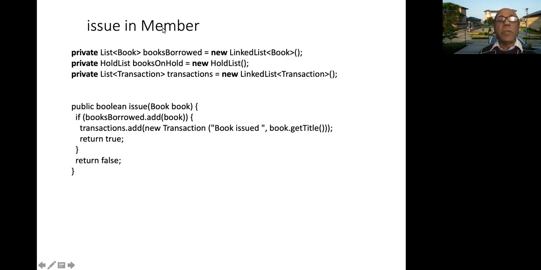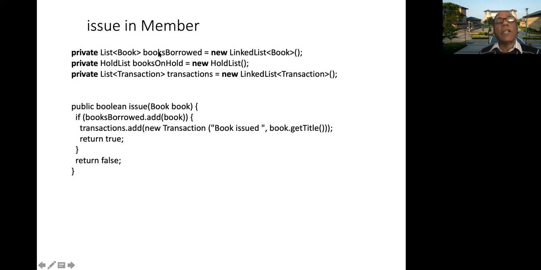And the member class has this list, books borrowed, which is a linked list. And when a book is issued, it is added to this list. And if that is successful, we add a new transaction. We create a transaction with the type of the transaction and the title of the book. Add it to this list of transactions.